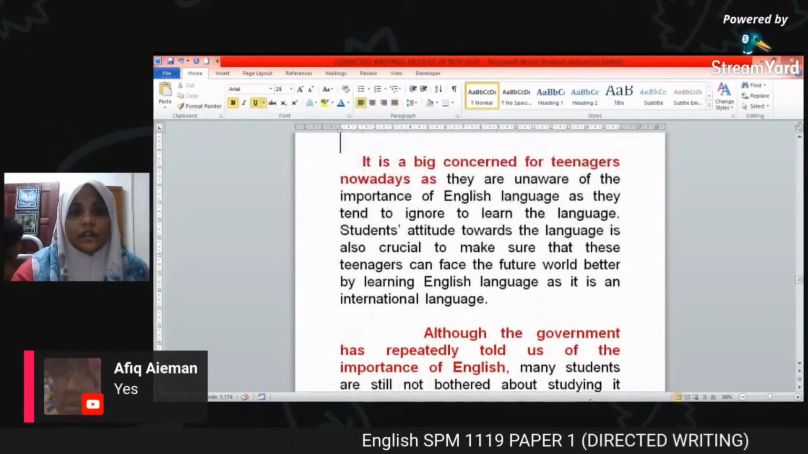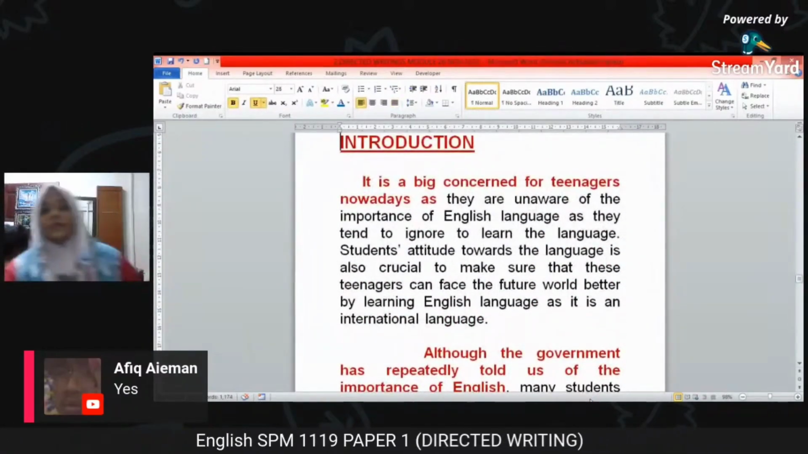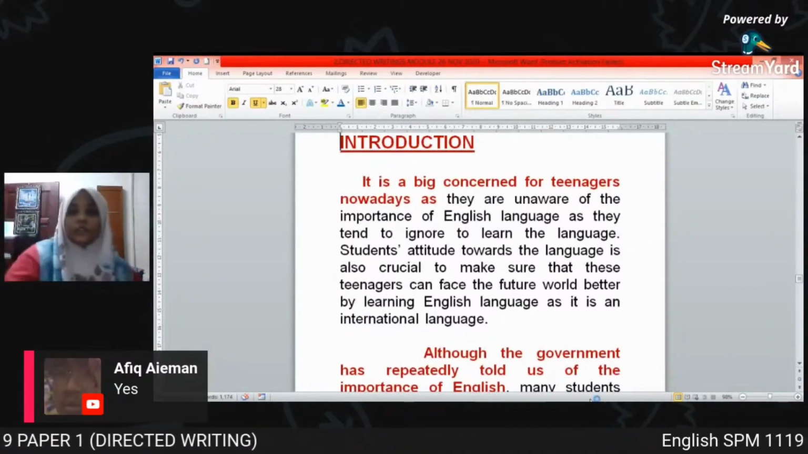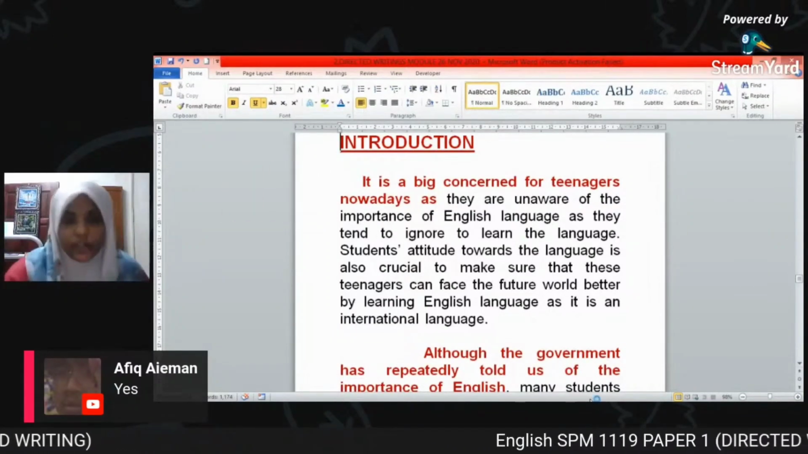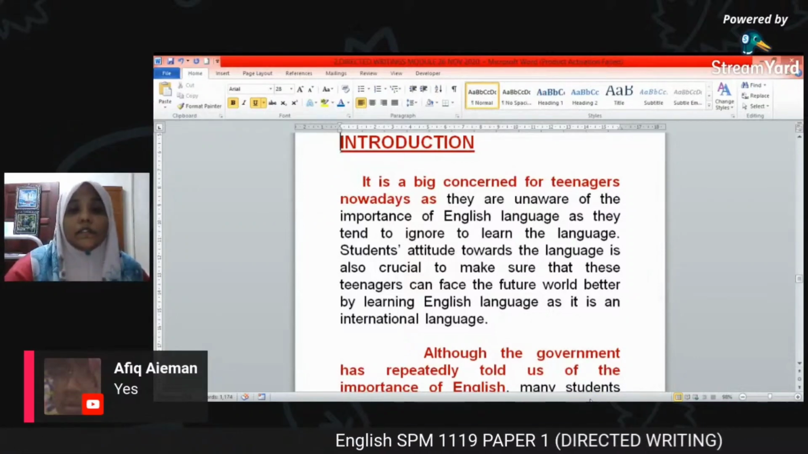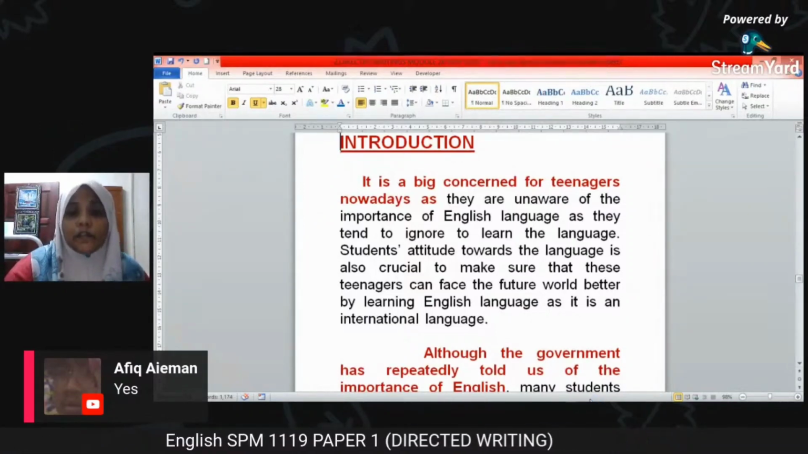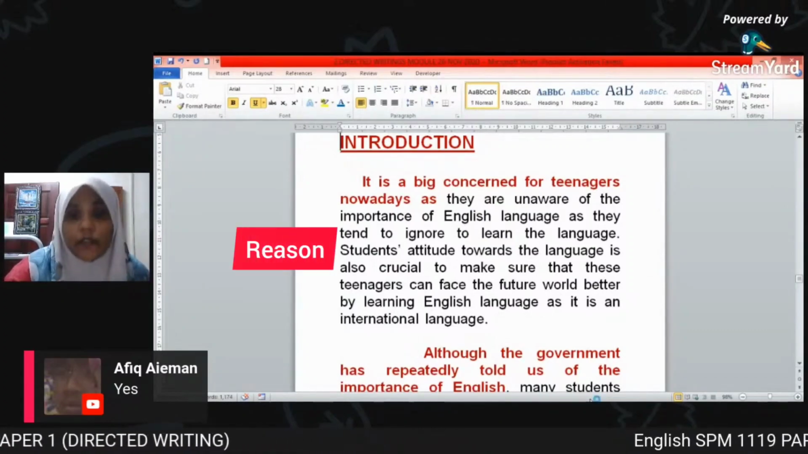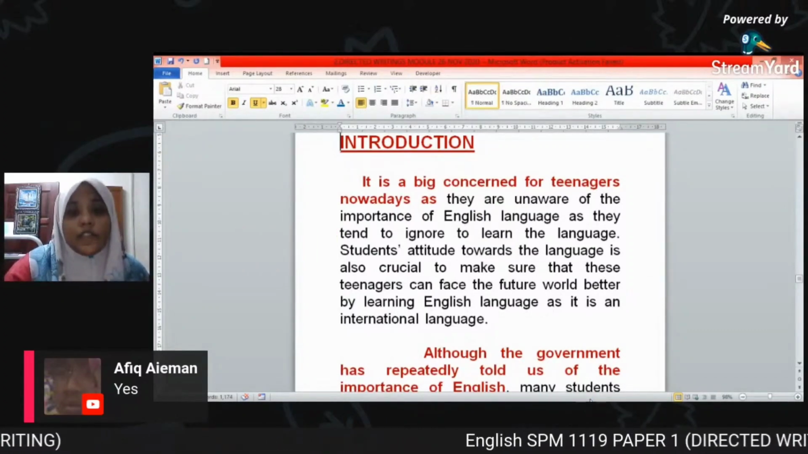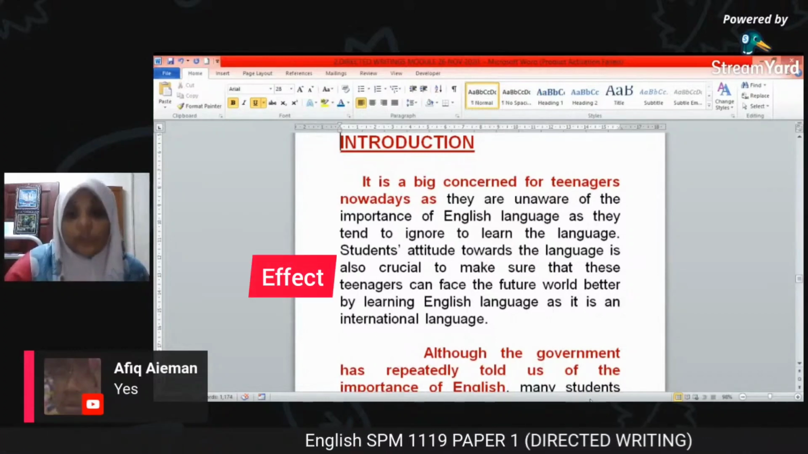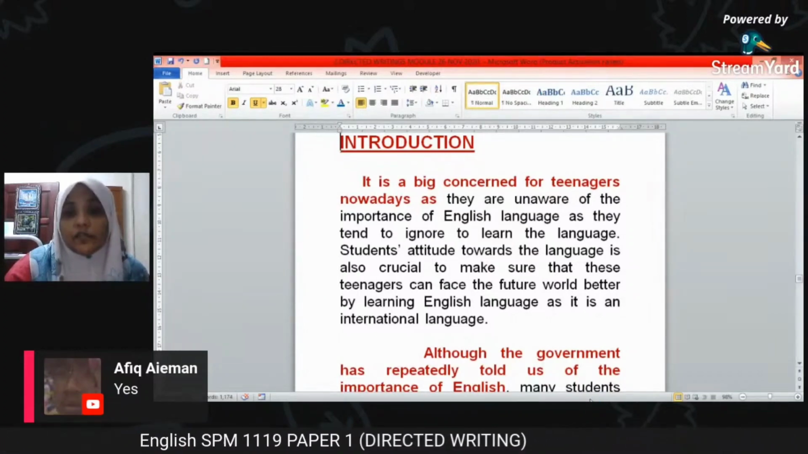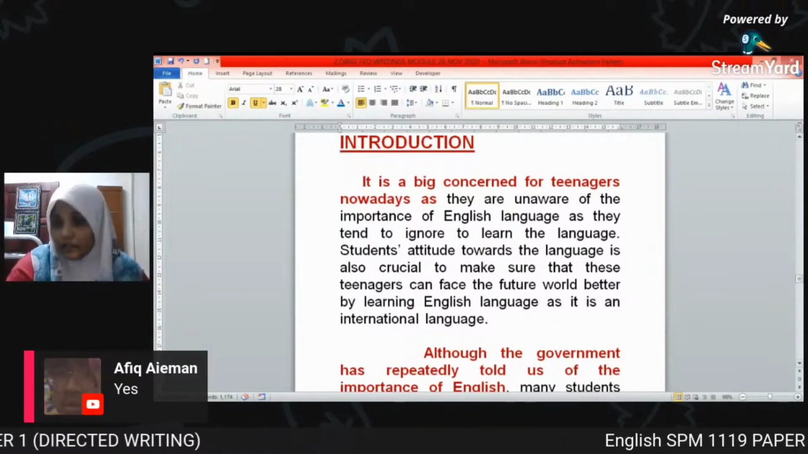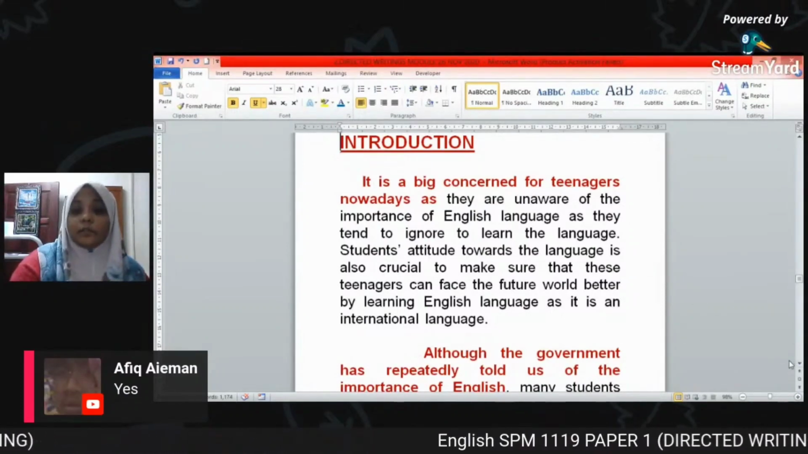Okay, can you see? There's a big concern for teenagers nowadays as they are unaware of the importance of English. We have done that earlier, but I'm just reading it out again. It is a big concern for teenagers nowadays as they are unaware of the importance of English language as they tend to ignore learning the language. Students' attitude towards language is also crucial to make sure that these teenagers can face the future world by learning English language, as it is an international language.